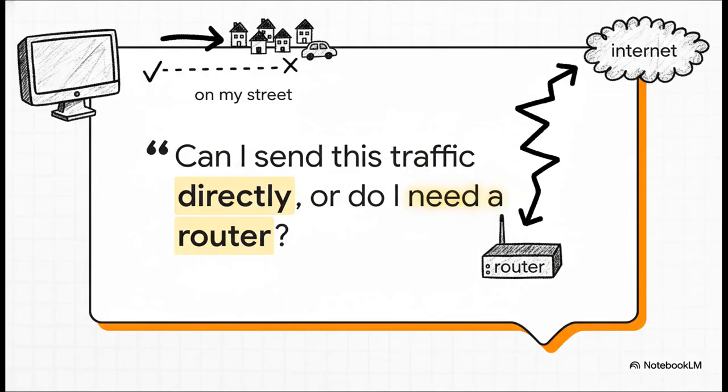And here's why that matters in the real world. Every single time your computer sends a piece of data, it uses the subnet mask to ask one critical question. Is the place I'm sending this to on my local street? If the answer is yes, great, it can talk to it directly. But if the answer is no, it knows it has to hand that data off to a router to figure out how to get it to that remote destination. This is the fundamental rule that separates local talk from internet talk.